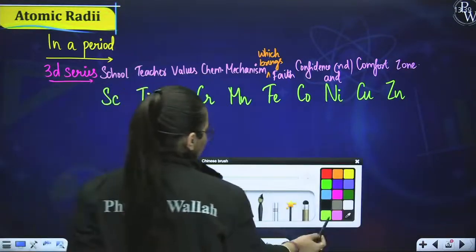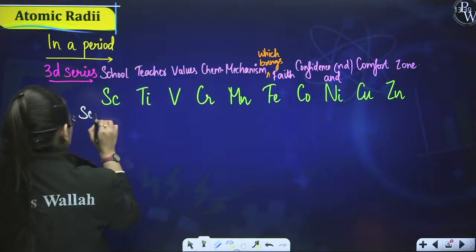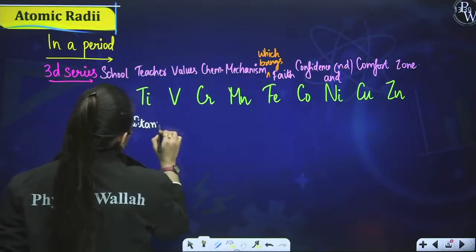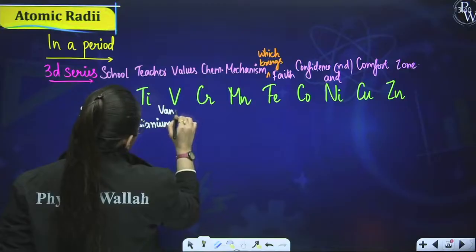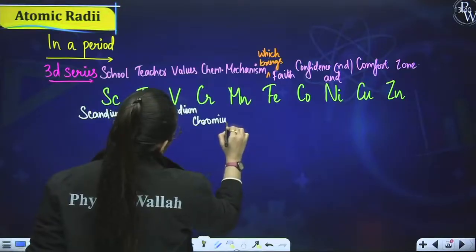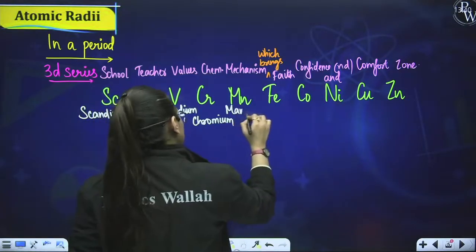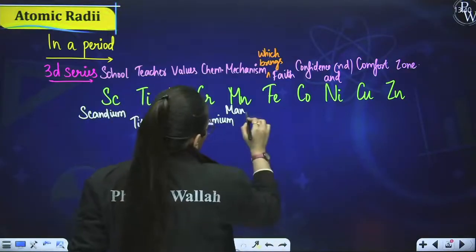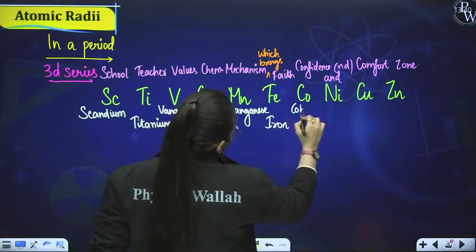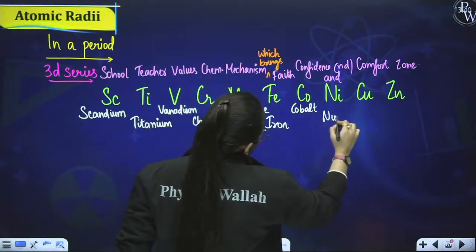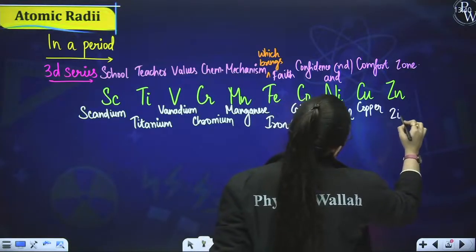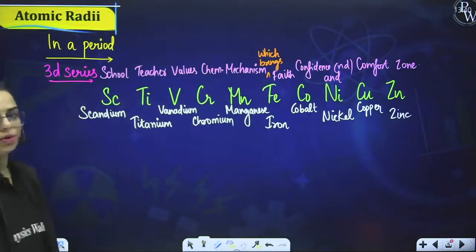Now students, if you want to write the name of these particular elements, you can also mention them. This is scandium, it's titanium, vanadium, chromium, manganese, iron, cobalt, nickel, copper, zinc. Is it clear to you? Okay.